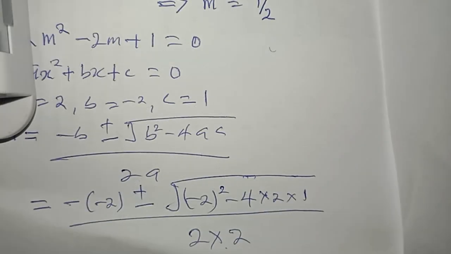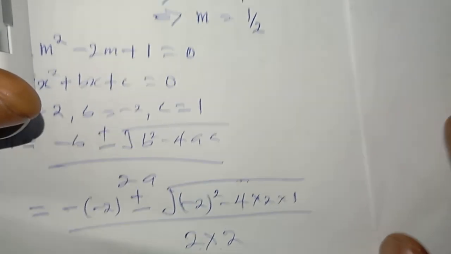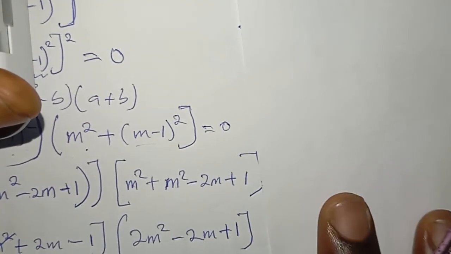And so simplifying this, minus times minus 2 is 2, and then plus or minus the square root of 4 right here. And then minus 4 times 2 is 8, and 8 times 1 is also 8. So 2 times 2 will also give 4. So what I'm going to have here is 2 plus or minus the square root of 4 minus 8, all divided by 4. Okay, so I'm going to continue from here.